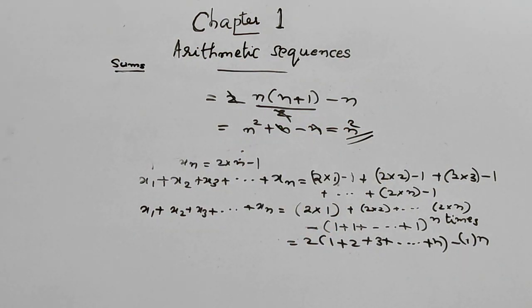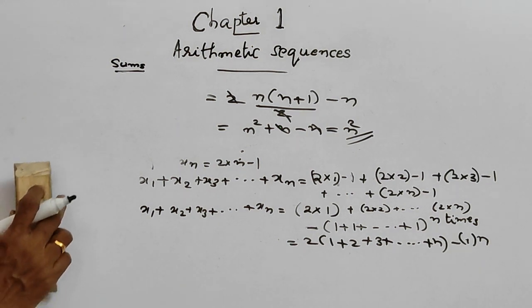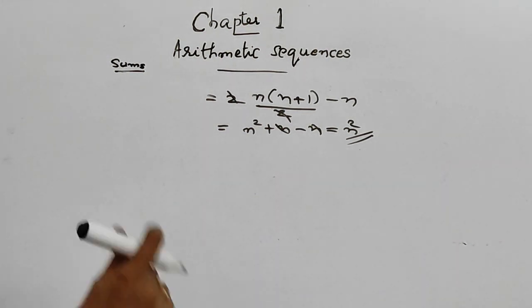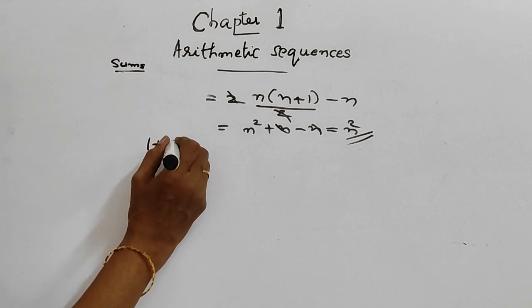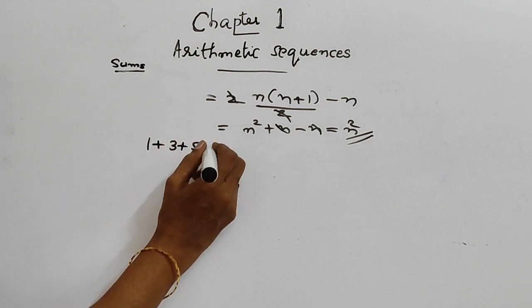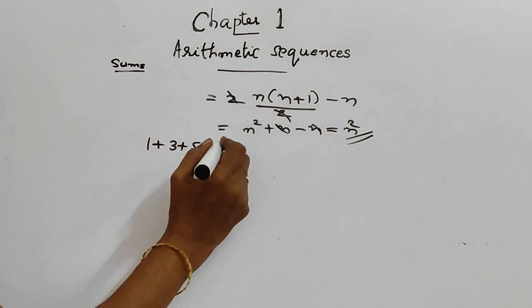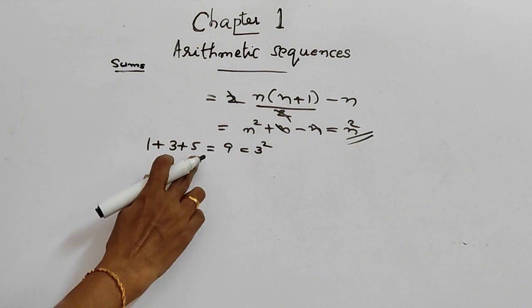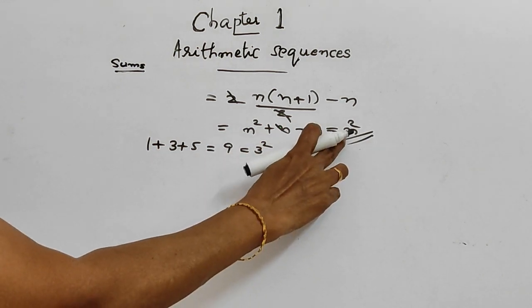The sum of the first n odd numbers is of the form n squared. See that n squared is the sum of the first n odd natural numbers. I will give one example. Here 1 plus 3 plus 5, these are odd natural numbers, their sum is 9. 9 is equal to 3 squared. Here we have 3 terms, so 3 squared. If we have n terms, n squared.